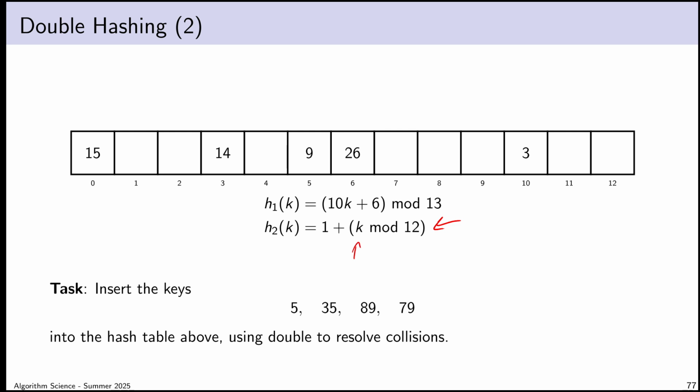I just take k mod 12 because the table size is 13. Going mod 12 would be table size minus 1. Then I add 1 to it so that I'm guaranteed that my h2 is always not equal to 0. All right, so I'll do my insertion as usual.